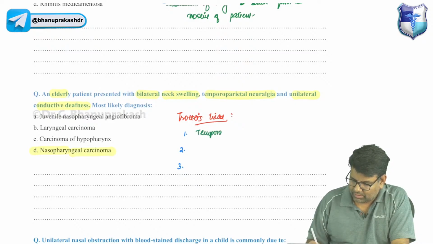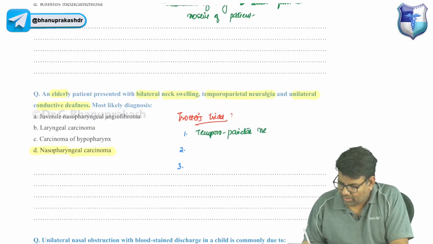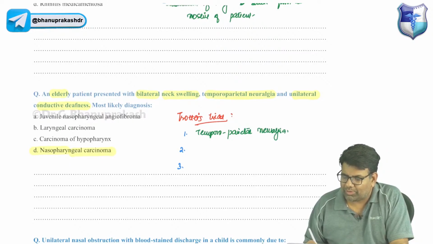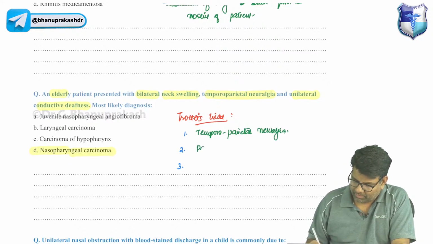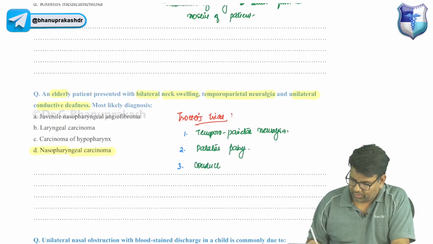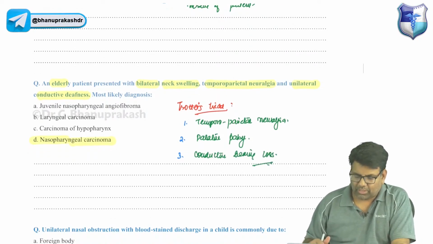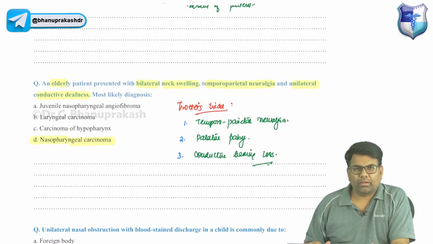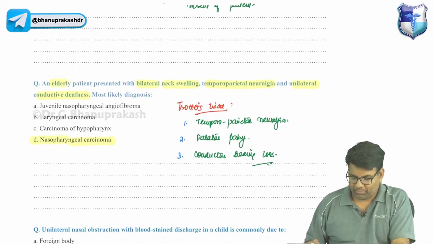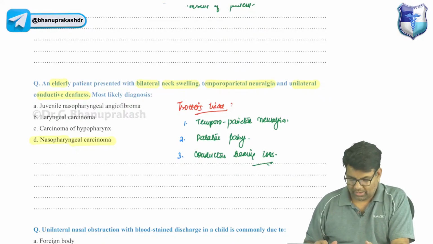One is temporoparietal neuralgia. Very good, you are absolutely right. There is palatal palsy and conductive hearing loss. Very good. So these are the three components in Trotter's triad, very suggestive of nasopharyngeal carcinoma.